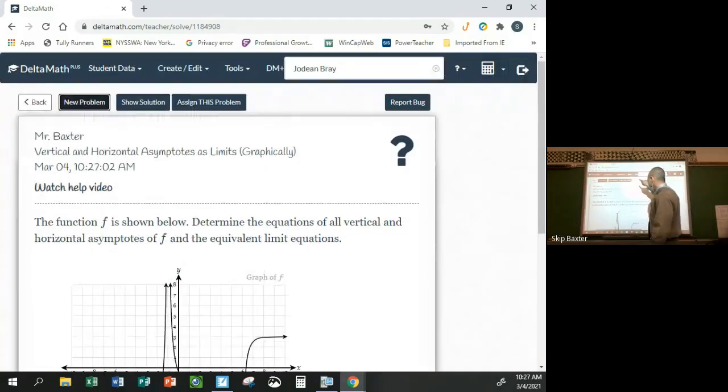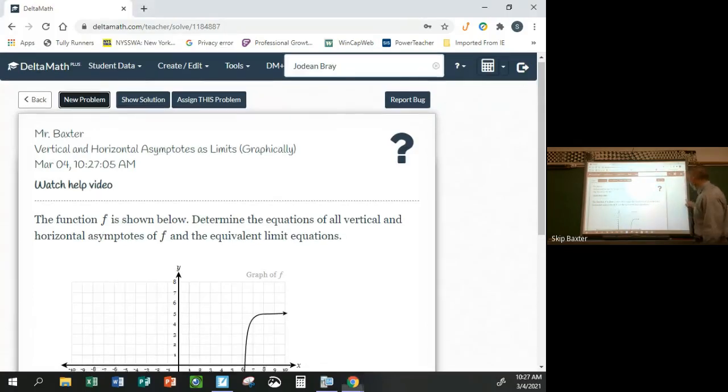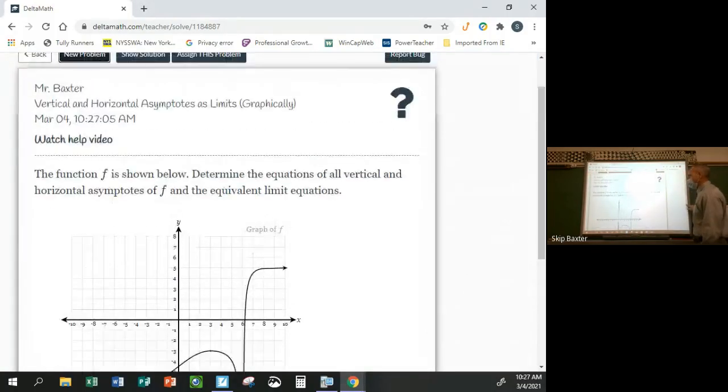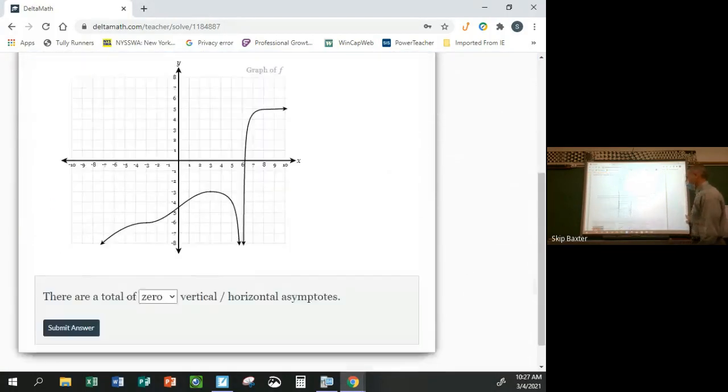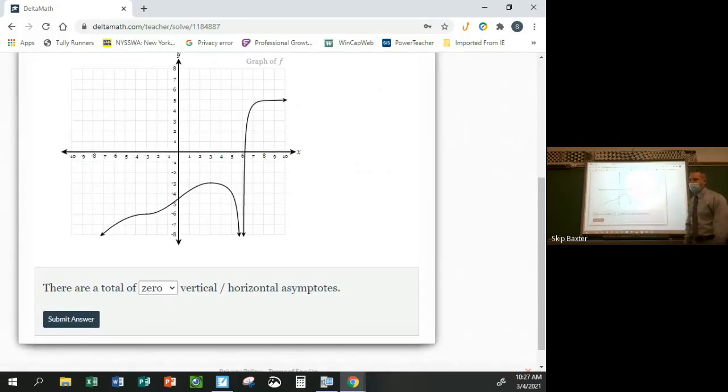When I was flipping through this, I saw a couple examples where it was just a random curve. Like it didn't have anything special happening. In that case, you just say there's 0 vertical and horizontal asymptotes. That would be your answer. It's just a random curve.